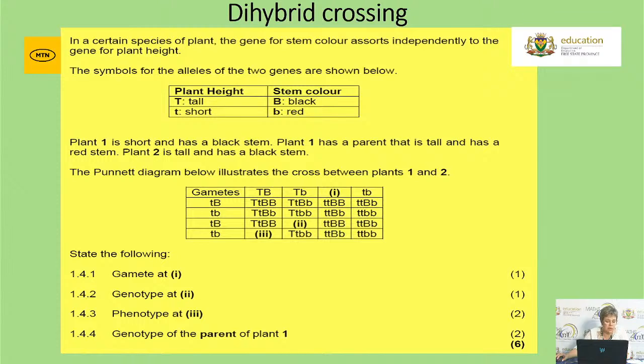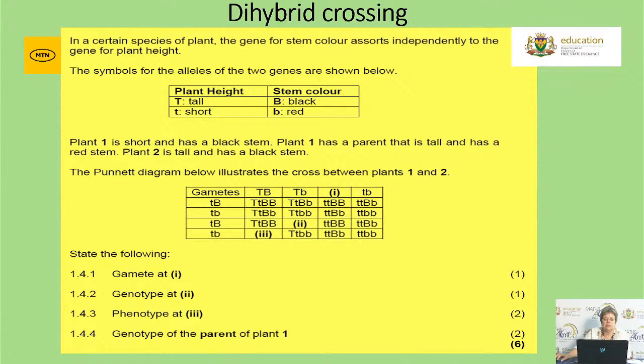So read very carefully. If I ask phenotype, you give the phenotype, the tall or the black or the red. If I ask allele, then you must look at the capital letter T or capital letter B or small letter b. So what is the recessive phenotype for stem color? It will be red. But what is the recessive allele for stem color? It will be small letter b. So read very carefully what they are asking in a dihybrid crossing.